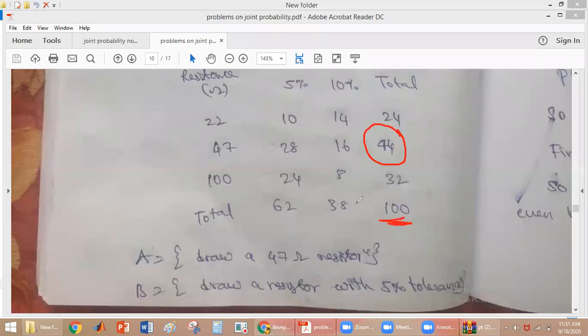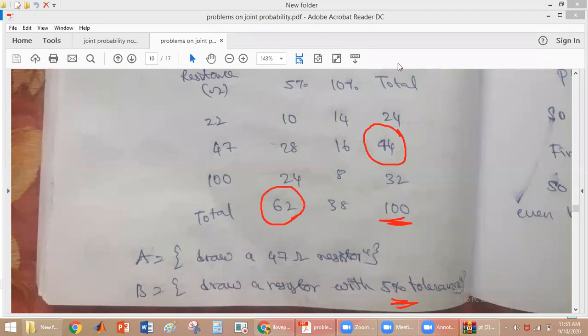Okay. And what is the probability of draw a resistor with 5% tolerance? What is the probability of B? Can you tell me what is probability of B? Draw a resistor with 5% tolerance. How many resistance we have with the 5% tolerance? 62 by 100. Yeah, very good. It is 62 by 100. Okay. So these two are the events marked.